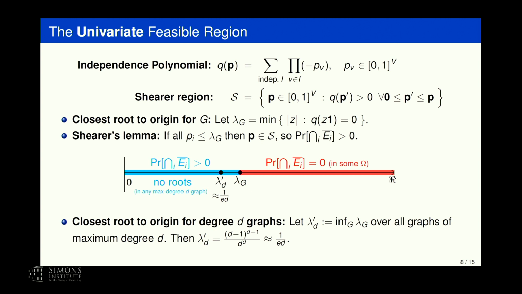It's also interesting to look at what happens restricting to degree d graphs, so graphs of maximum degree d. If we let lambda'_d be the smallest value of that lambda_G, the closest root to the origin over all graphs of maximum degree d, then the value of that is precisely known, and it's about 1 over ed. And that 1 over ed is no coincidence. That's essentially the same value that showed up in the original form of the local lemma, slightly better.